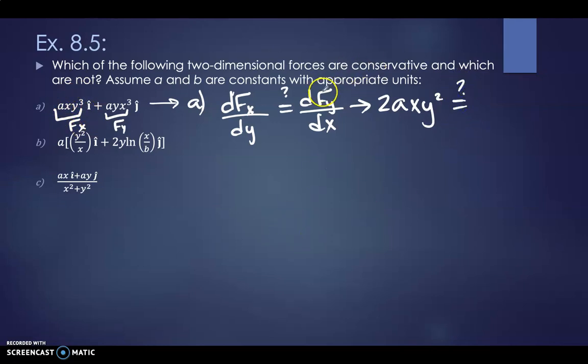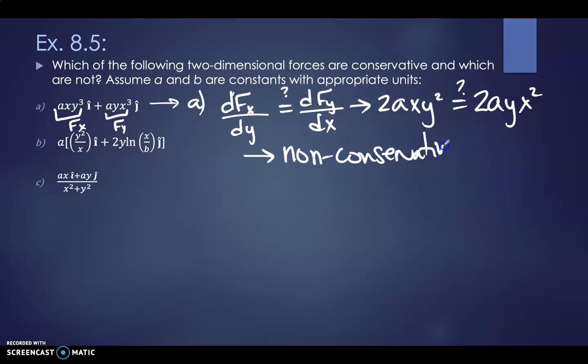Now I'm going to do the same thing with F sub y. Take the derivative with respect to x, and I get 2a times y x squared. So are these equal? No, right? So this then is non-conservative. All right, let's look at B now.